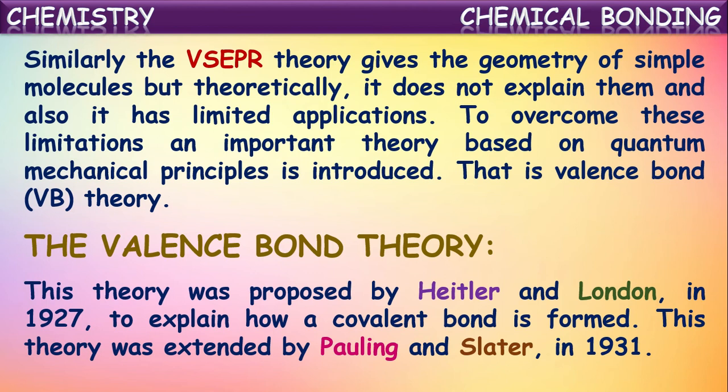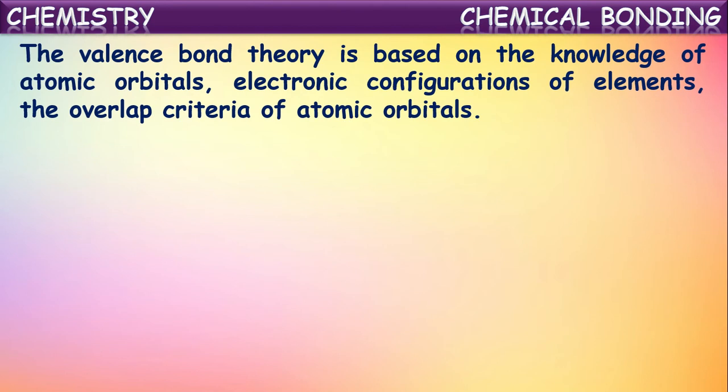This theory was later extended by Pauling and Slater around 1931. It is a bit advanced. The valence bond theory is based on the knowledge of atomic orbitals, electronic configurations of elements, and the overlap criteria of atomic orbitals. Based upon all these concepts, this valence bond theory was developed.